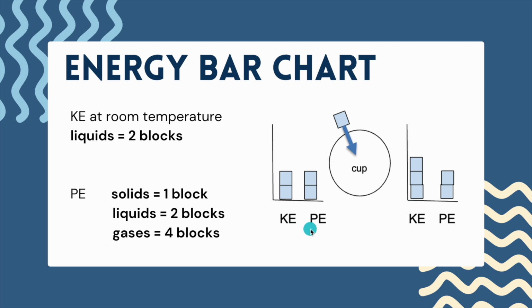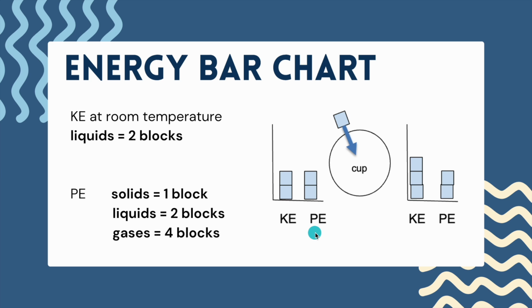Kinetic energy at room temperature for liquids is going to be about 2 blocks. Now, this is not written in stone. However, in this case, you can see the kinetic energy, or that thermal energy, increases. That means that whatever this was, this cup, went up in thermal energy. The temperature went up. And you can see that the temperature went up because this block was brought into the system.